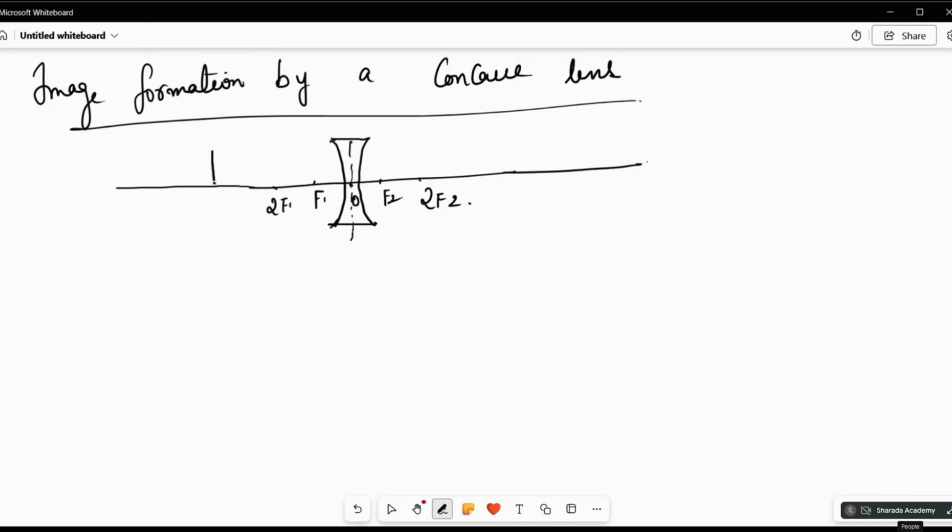Any object at infinity, then the rays will be parallel to the principal axis. Whenever the object is very far, most of the rays will be parallel to the principal axis. That is why the rays which are parallel to the principal axis diverge from the focus, because it's a diverging lens. It diverges from the focus point.